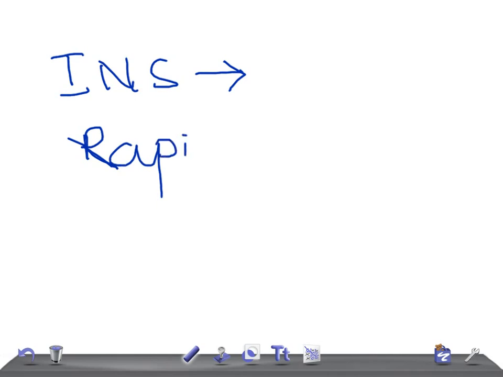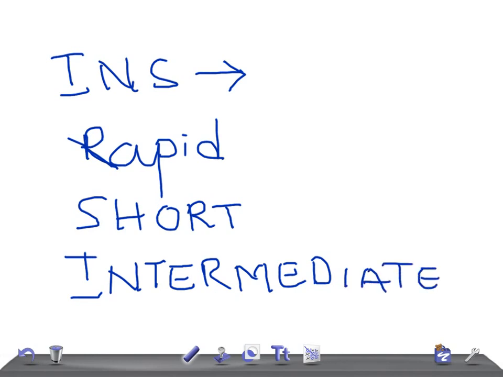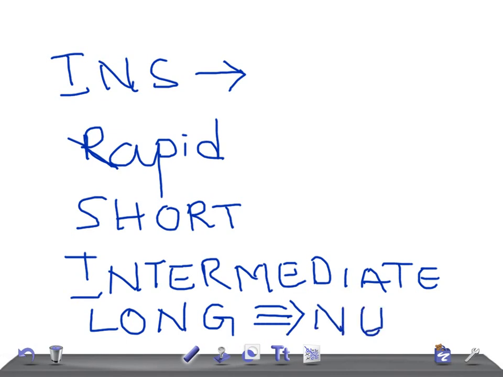The first one is rapid, called rapid acting insulin. Then we have short acting, then intermediate acting, then long acting. Then we have another one, the new ultra long acting insulin. So we have different types of insulin: rapid, short, intermediate, long, and new ultra long acting insulins.